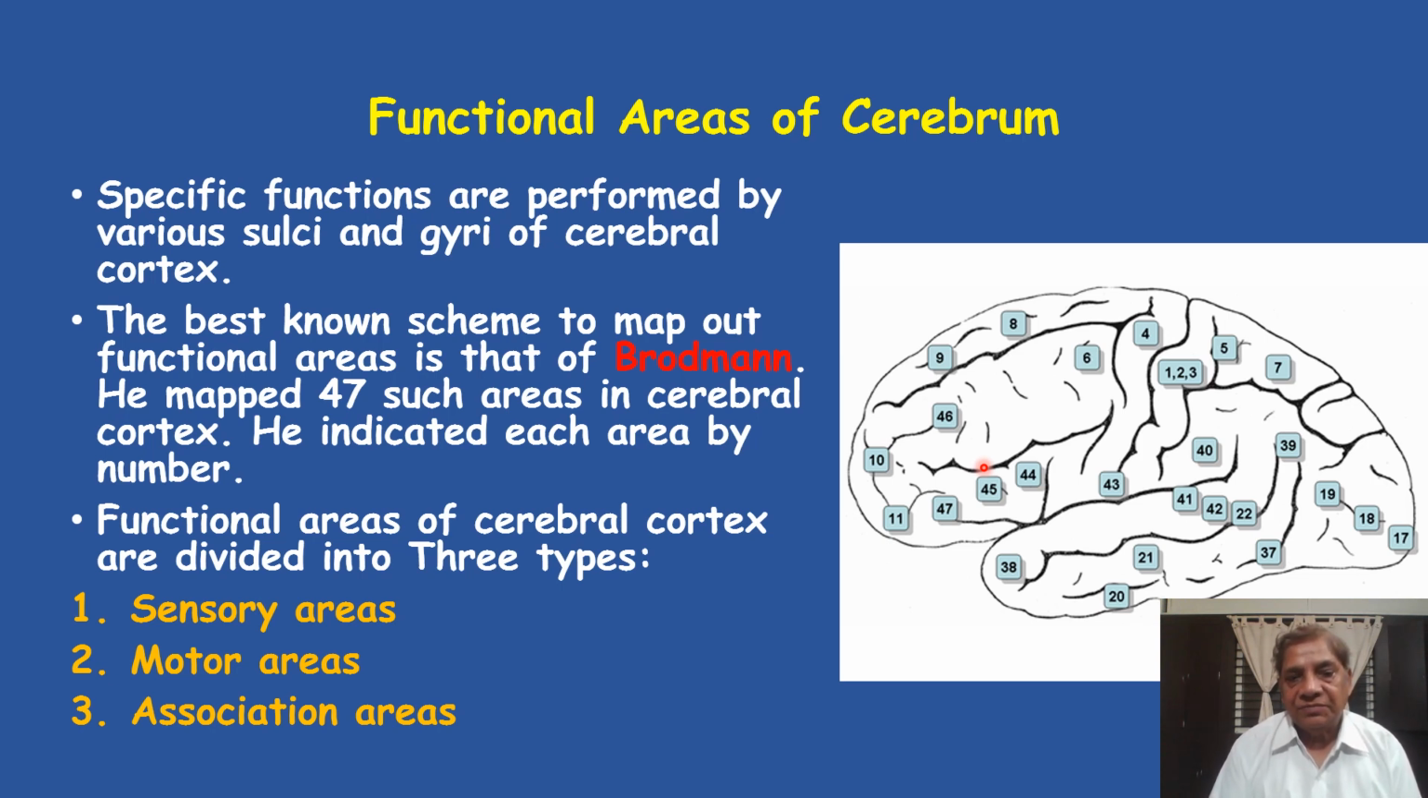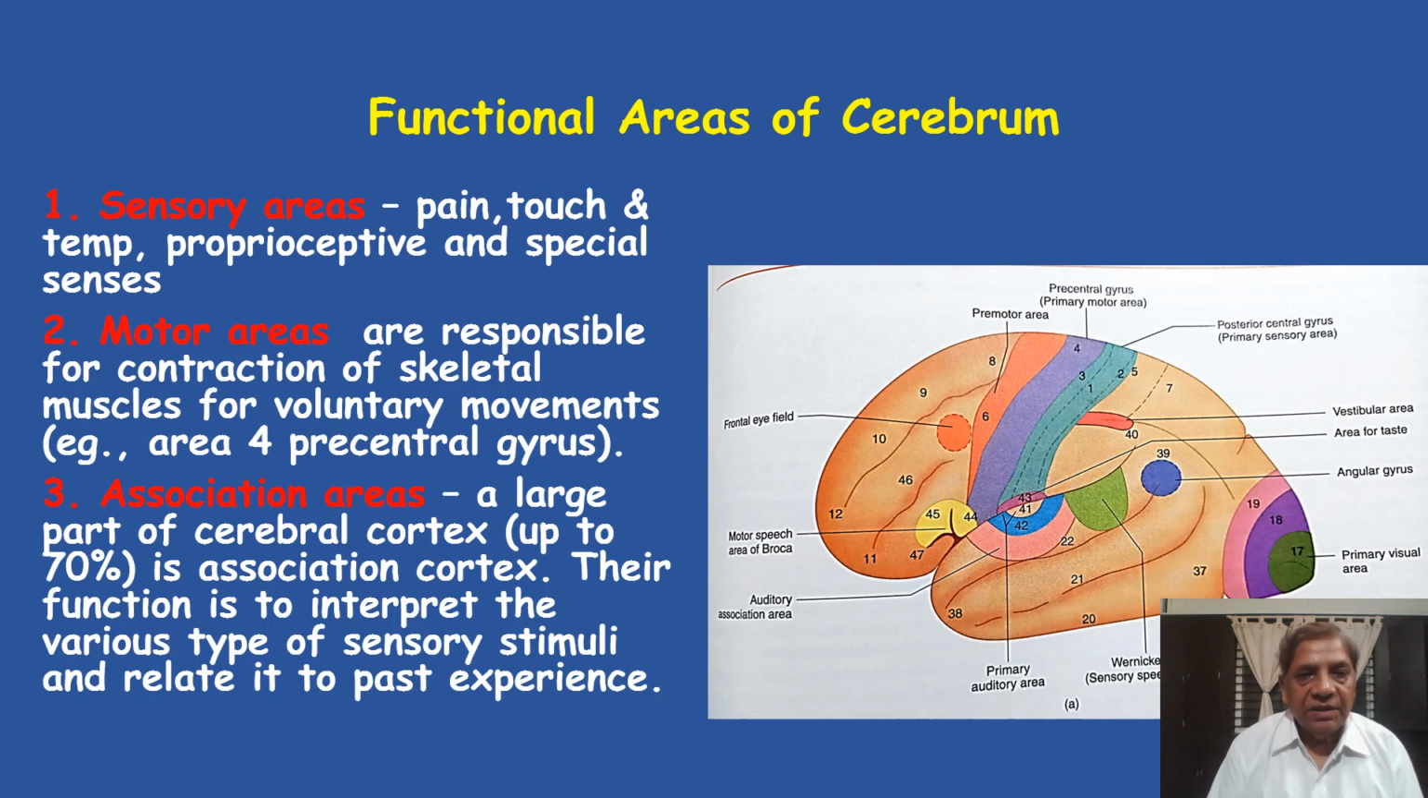Now these functional areas are ultimately classified into three different categories. They may be sensory areas, motor areas, or association areas. So let us see what the sensory, motor and association areas of the cerebral hemisphere are. This diagram shows the various sensory, motor and association areas.